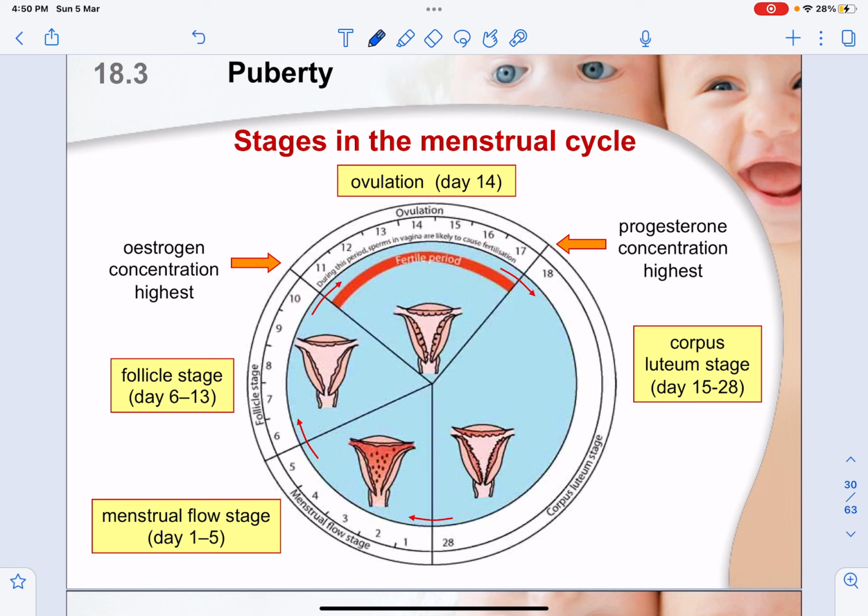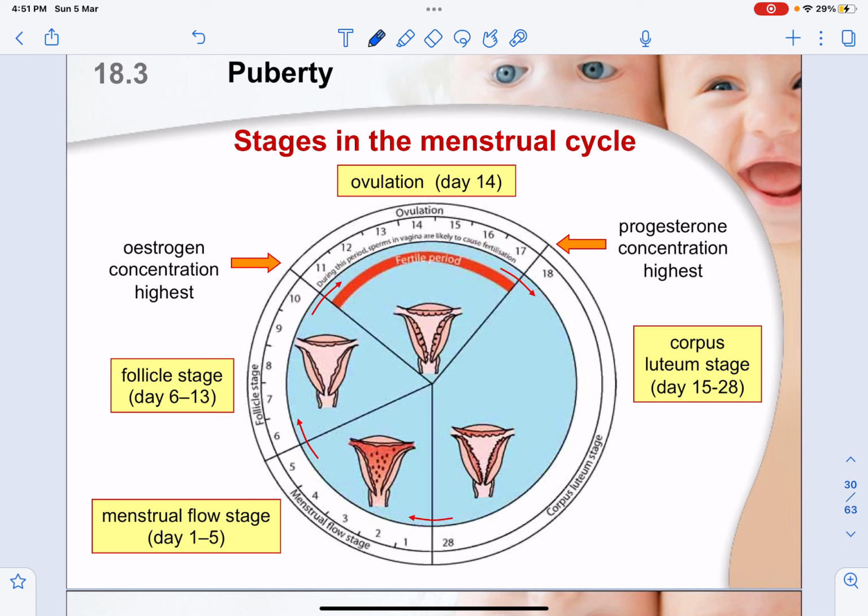What is the significance of this? It means that during this period, if the sperm is close to the egg, you have the highest chance of pregnancy. Then at day 17 to 18, progesterone concentration is the highest. In the event that fertilization occurs, the levels of progesterone will continue to remain high to maintain the uterus lining.